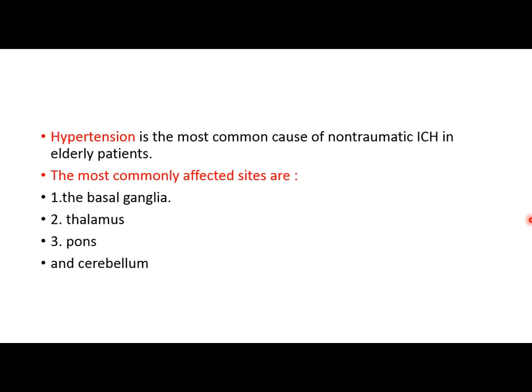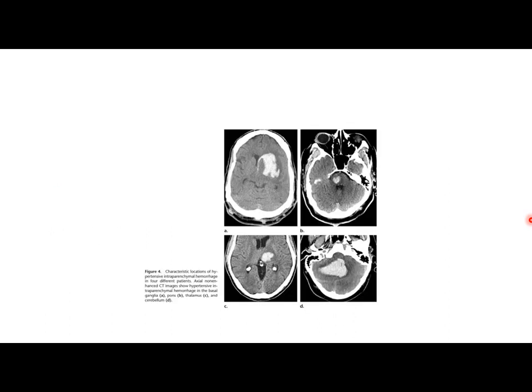As we said in the first slide, hypertension is the most common cause of non-traumatic intracranial hemorrhage in elderly patients. The most commonly affected sites, it is very important to memorize this, are the basal ganglia, thalamus, pons, and cerebellum. This image shows the most common sites of hypertensive intracranial hemorrhage: the basal ganglia, the pons, the thalamus, and the cerebellum. This is the common presentation we will face every day in the emergency department.